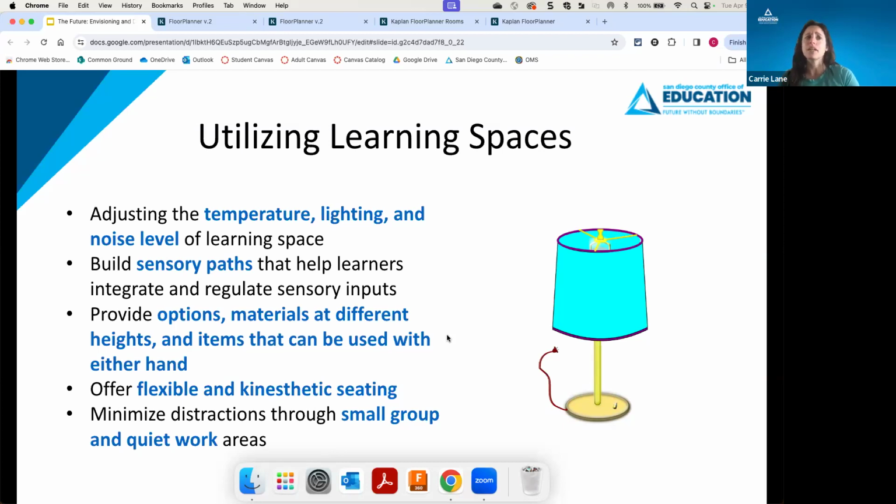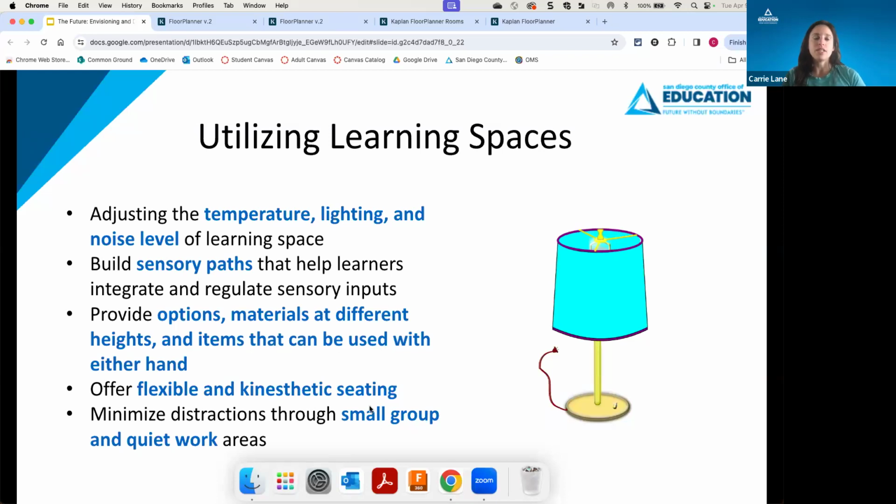Another thing that can be really interesting, and I know that a lot of our schools use these already, but sensory paths. So if students can use some kind of pathway in the classroom that actually helps to intrigue their senses, so maybe there's some tactile elements within a pathway or a hallway, that can be really beneficial for learners.